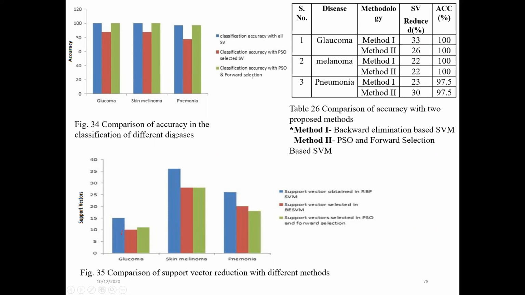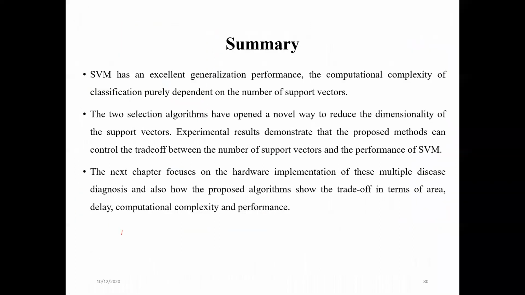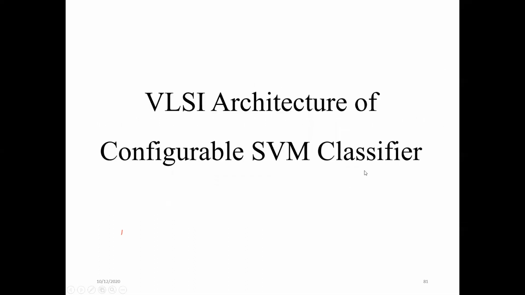The plots are shown here. So SVM has an excellent generalization performance. The two selection algorithms have opened a novel way to reduce the dimensionality of support vectors. Experimental results demonstrate that the proposed method can control the trade-off between the number of support vectors and performance of SVM. And here is the VLSI architecture of configurable SVM classifier.